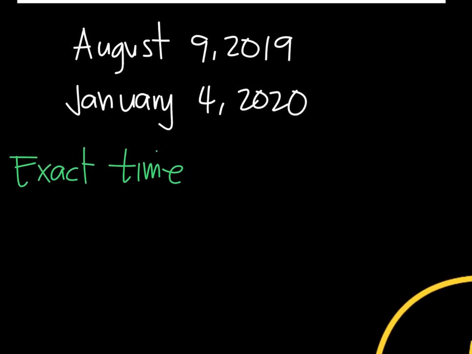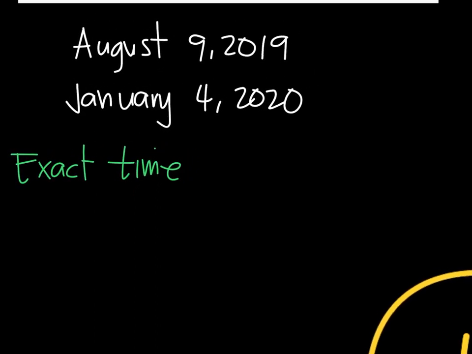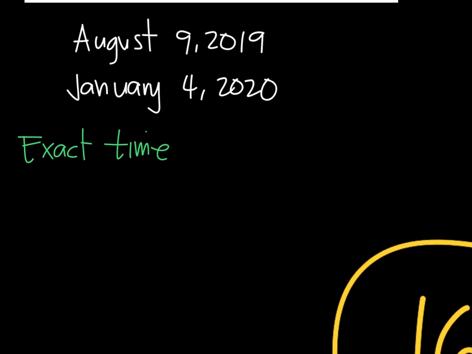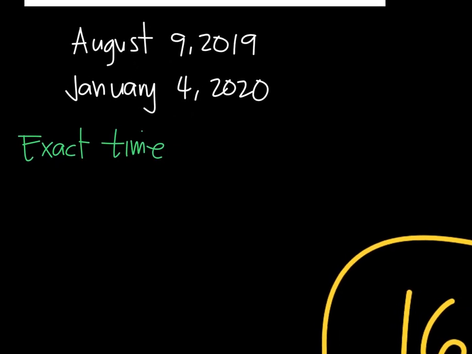Let's start with the exact time. So for the exact time, I'll show you two ways, and number one is by patience, because you have to count from August 9, 2019 to January 4, 2020. So what we can do, we start with the month of August and compute how many days will run after August 9 until the end of August. So if the loan started on August 9, the first count will happen on August 10. So the first day will be on August 10.